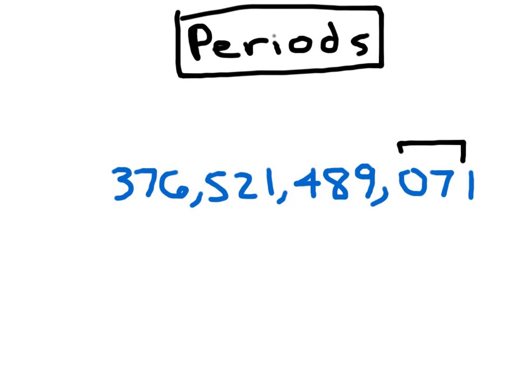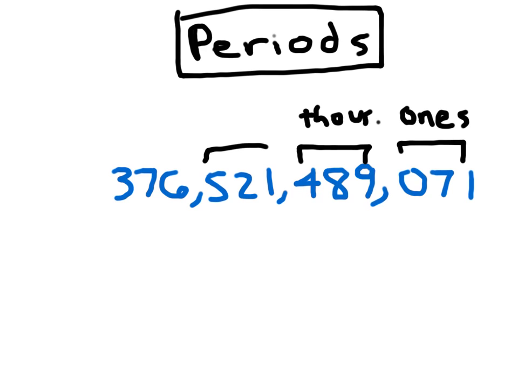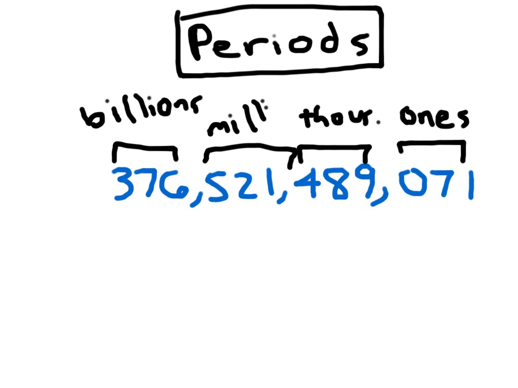And then so we've worked with these periods here, where we've worked with the ones period, then the thousands period, the millions period, and this is a new one for us. This is the billions period. And so go ahead and write that out. You'll notice that there's 3 digits in each of these periods. And so we had our billions period, where we had the digits 376, and the ones period, where we had the digits 071.